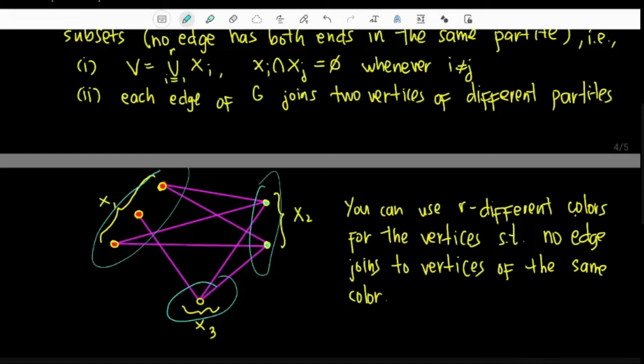You can also use different colors for the vertices such that no edge joins two vertices of the same color. So basically, it is the same as the idea of a bipartite wherein we use the colors black or white. In this case, if it's an R-partite, then we use R different colors to color the vertices. All we need to do is to make sure that every edge has two different colors for endpoints.